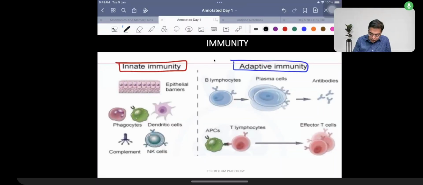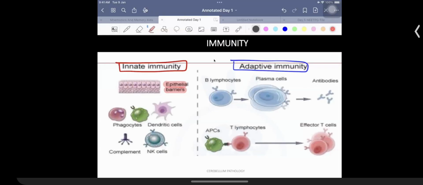Factors like epithelial barriers, right? Skin is an example of an organ having the largest surface area. An easy question that you need to remember over here. We are going to be having the role played by phagocytes, neutrophils, and macrophages. And we are going to be having the role played by different types of cells like dendritic cells, the NK cells, and the complement proteins.